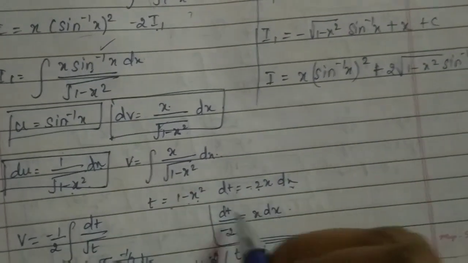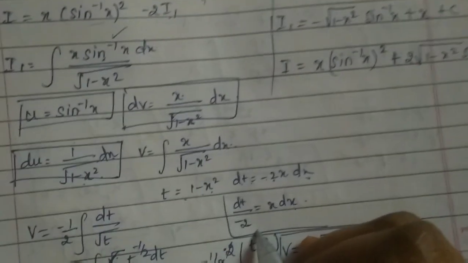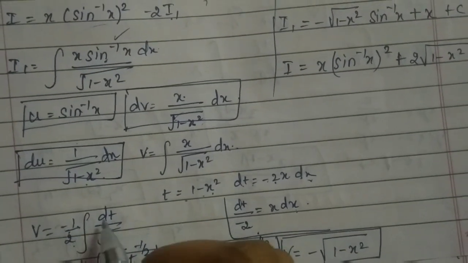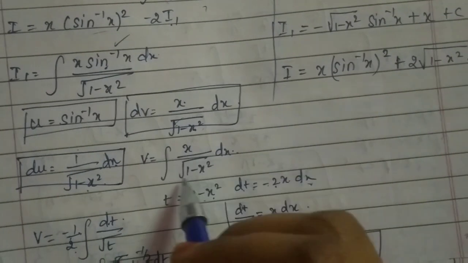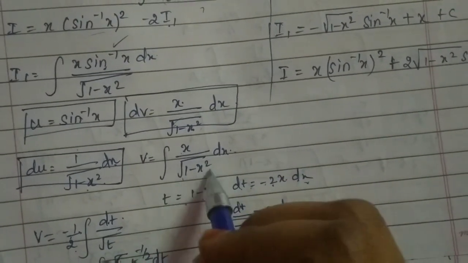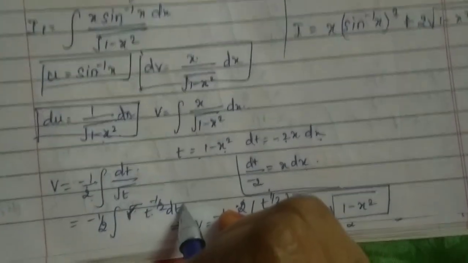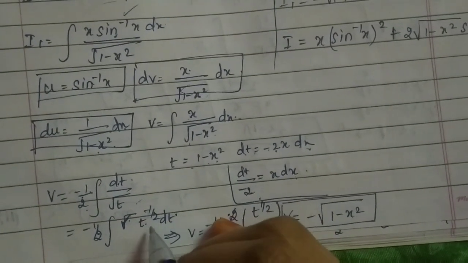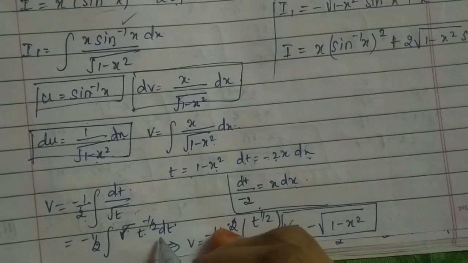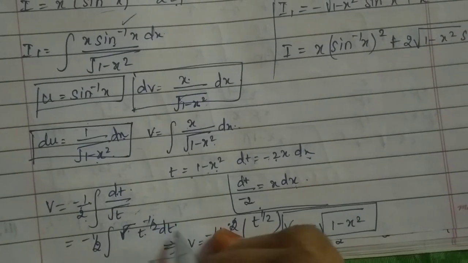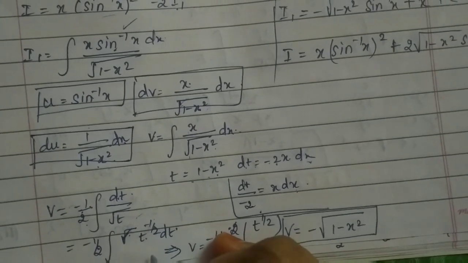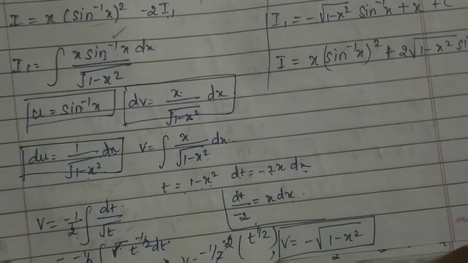x into dx can be written as dt by minus 2. So I am taking minus 1 by 2 dt divided by root 1 minus x squared. Therefore it is root t. Root t can be written as t power minus half into dt. Now when you apply the integral of x power n into dx formula, you will be getting t power half divided by half. When you reciprocate that half, the denominator t power half divided by half is there.